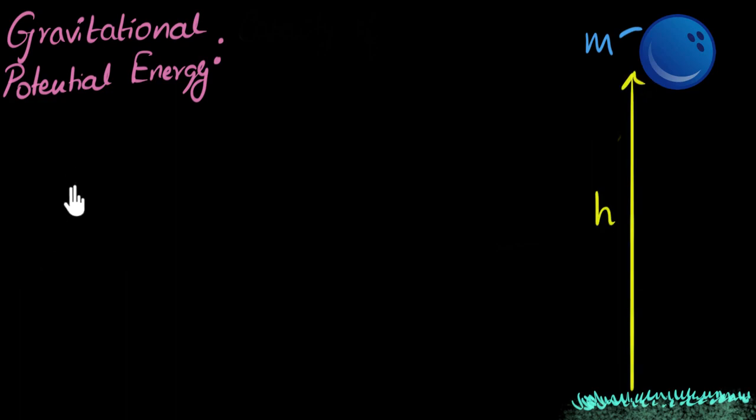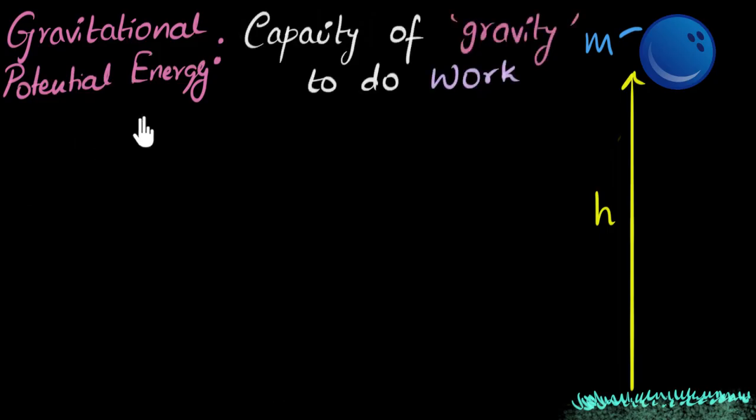All right, so how do we do this? I think we can do that if we understand exactly the meaning of this word. So what is the meaning of the word energy? Energy is the capacity to do work. It's a number which tells how much work you can do. So what will be gravitational potential energy? It is the capacity of gravity to do work. How much work gravity can do.